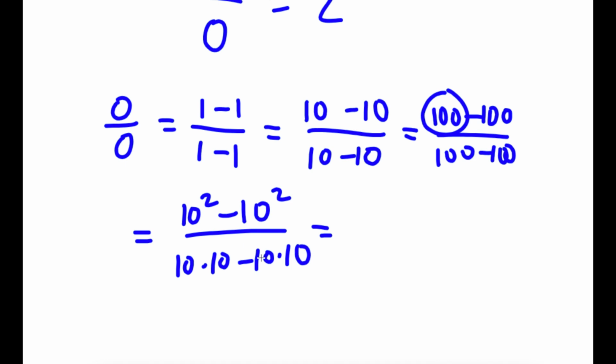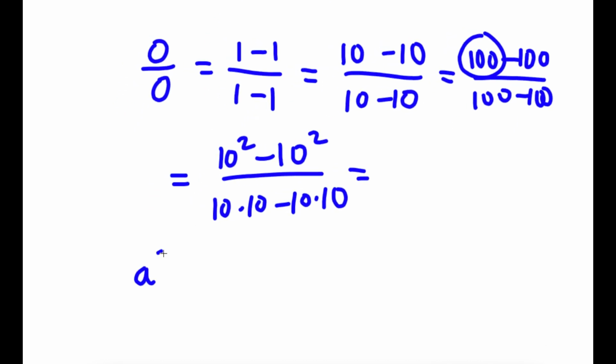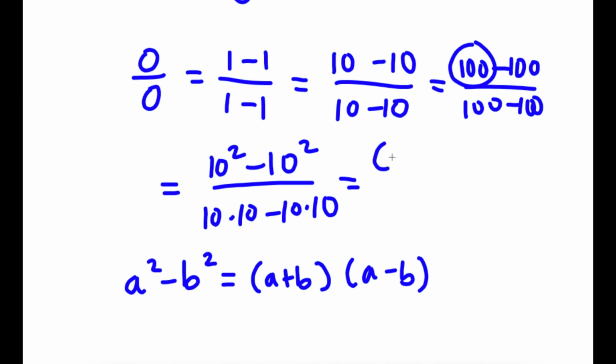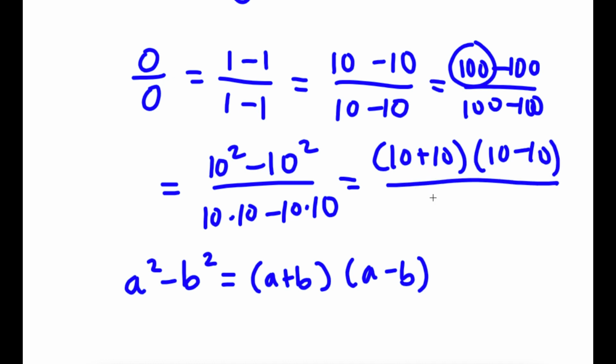Now if I have something in the form a squared minus b squared, this is equal to a plus b times a minus b. So 10 squared minus 10 squared is equal to 10 plus 10 times 10 minus 10. Again, this is completely legal. I'm just using a property of exponents. And for my denominator, I'm going to factor out 10. So now I get 10 times 10 minus 10.